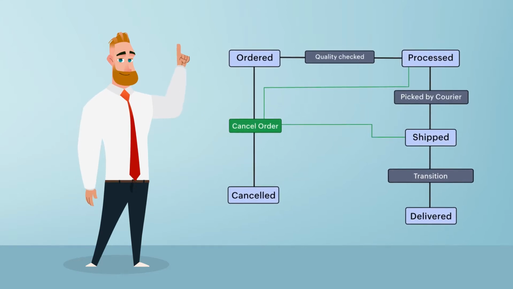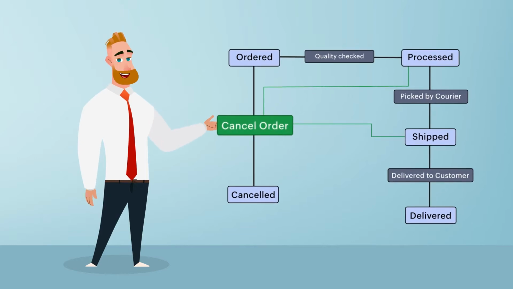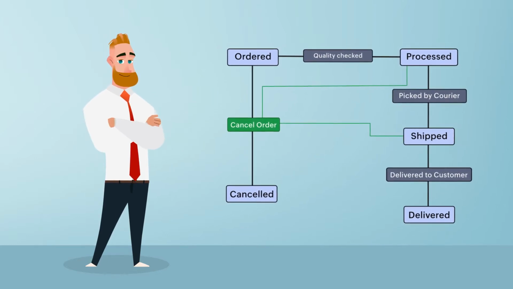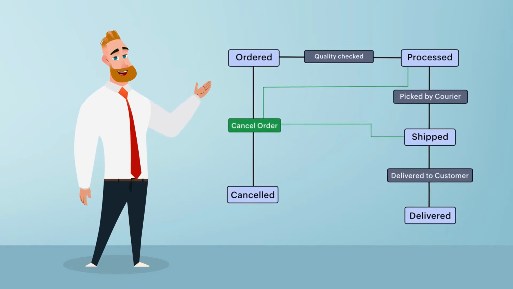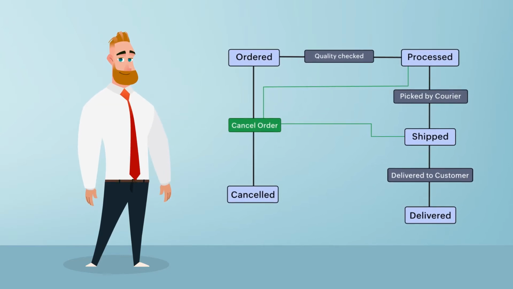For example, in an order to delivery process, the user should be able to cancel the order when it's in the ordered, processed, or shipped stage, but not after completing the delivery stage. Let's see how to configure a common transition that fits this requirement.